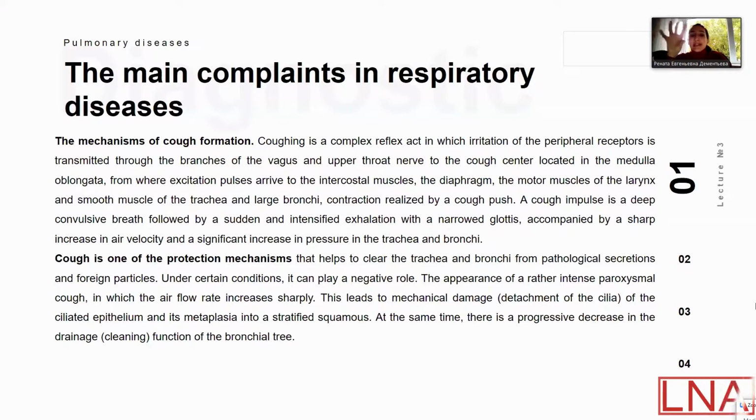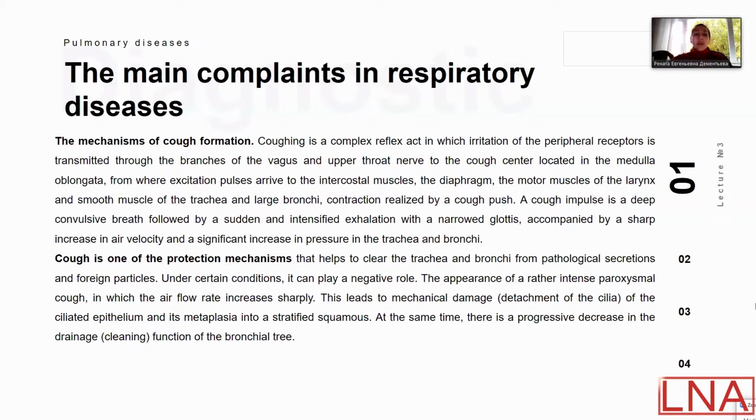First of all, cough is a complex reflex. First point, irritation of the peripheral receptors is transmitted through the branches of the vagus and superior laryngeal nerve to the cough center, which is always localized in the medulla oblongata, like other centers of activity. From the medulla oblongata, impulses arrive at the intercostal muscles and the diaphragm, at a lower level, then the motor muscles of the pharynx and the smooth muscles of the trachea, larynx, and bronchi, and after that contraction produces the cough push.